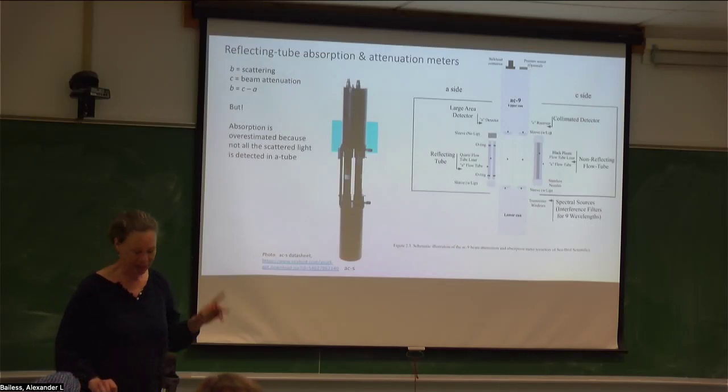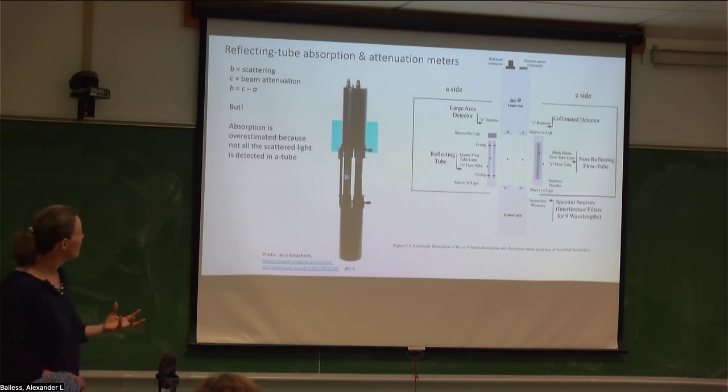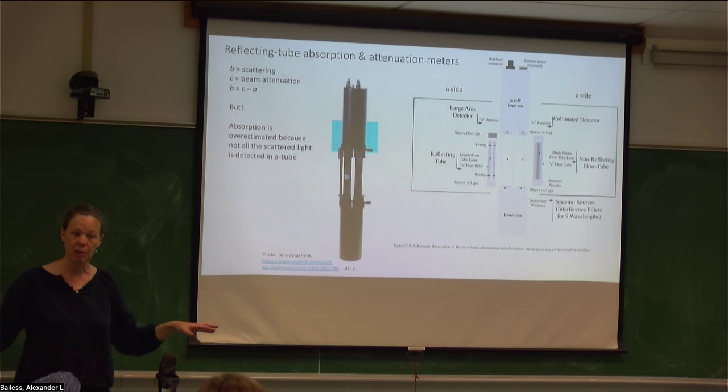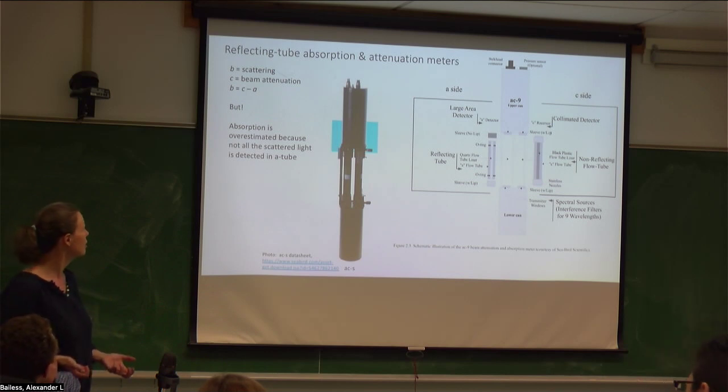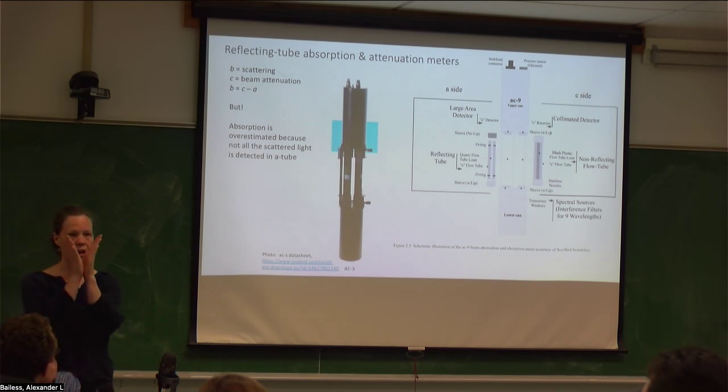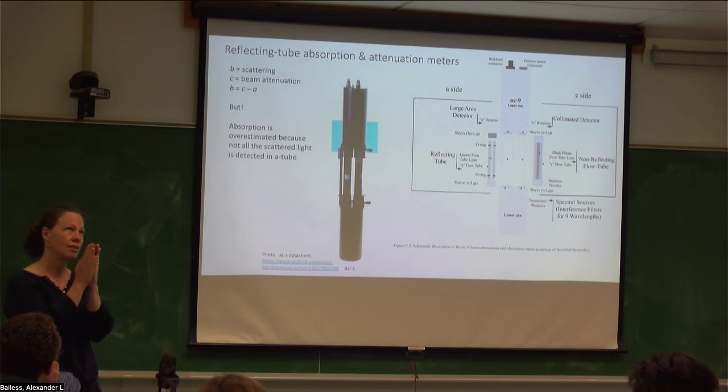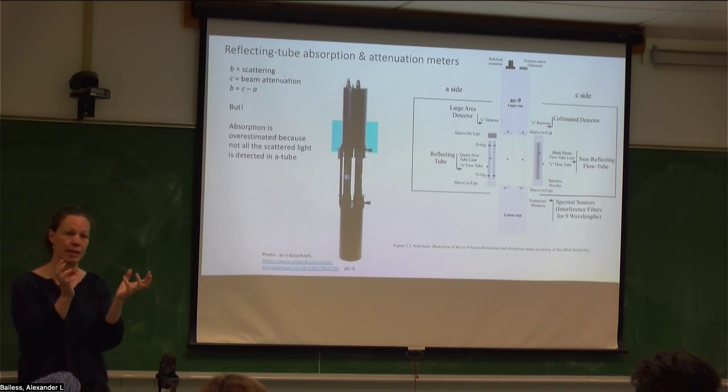Okay, but in an AC meter, before you do any corrections of your data, absorption is overestimated because any light that's scattered through an angle steeper than 42 degrees is lost, right? And so that initially in the raw data gets reported as absorption, even though part of it is scattering. In fact, quite a lot of it can be scattering. And also because we have that non-zero detector acceptance angle on the beam attenuation side, you have some scattered light that's detected as transmitted, right? So scattering is underestimated and absorption is overestimated.